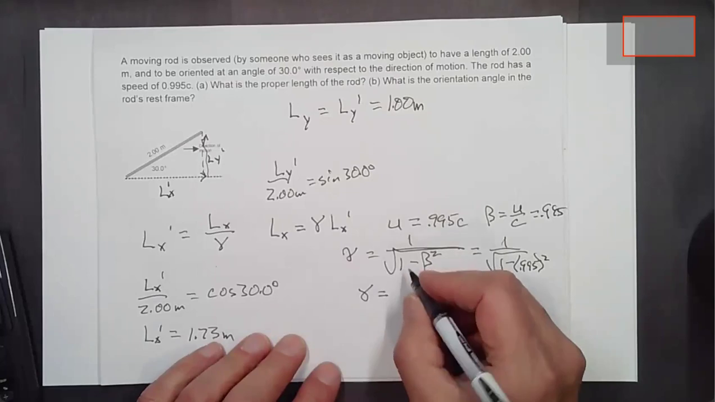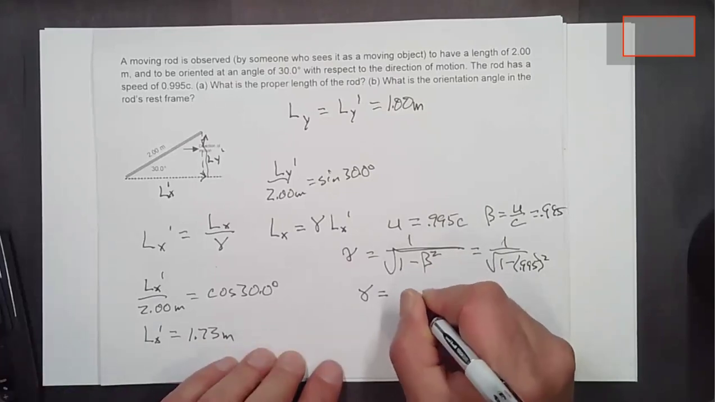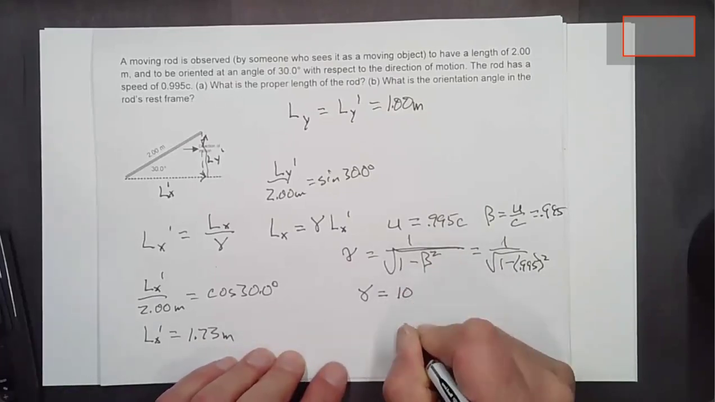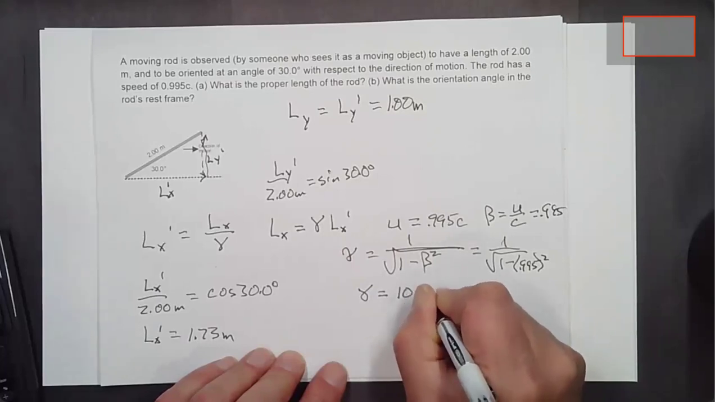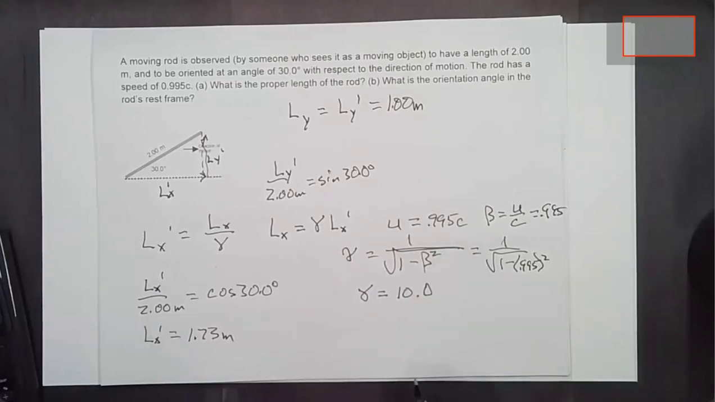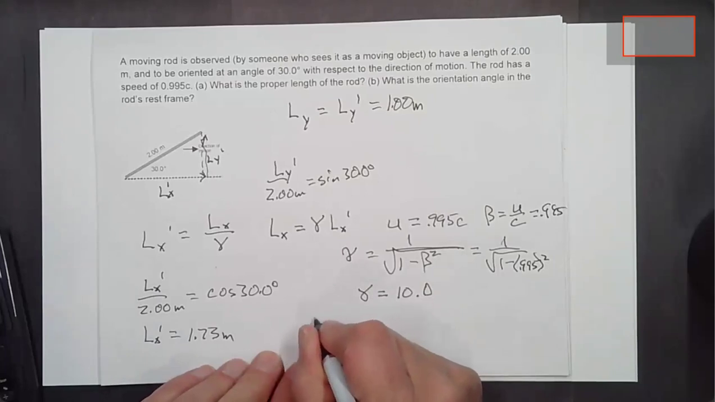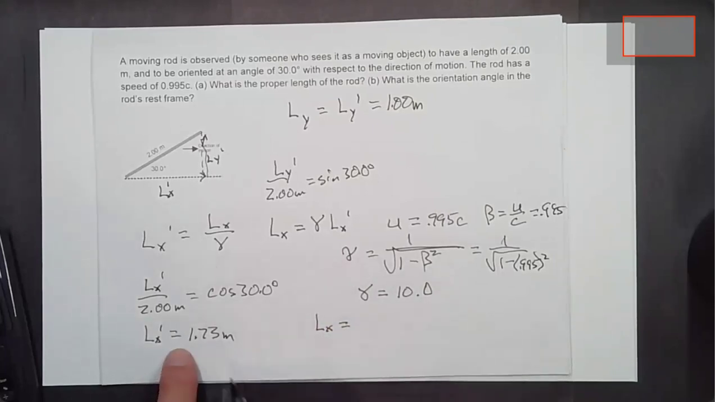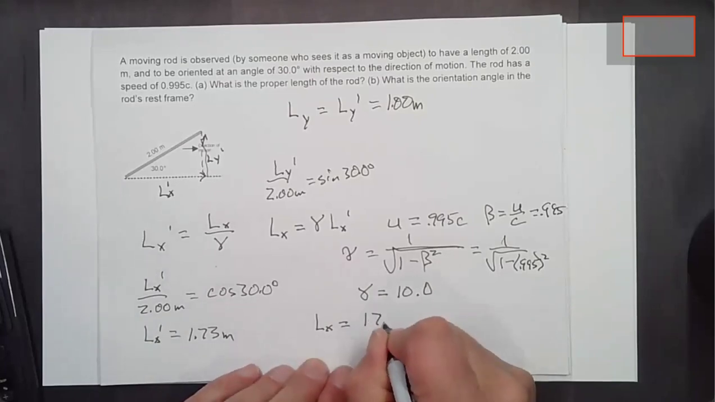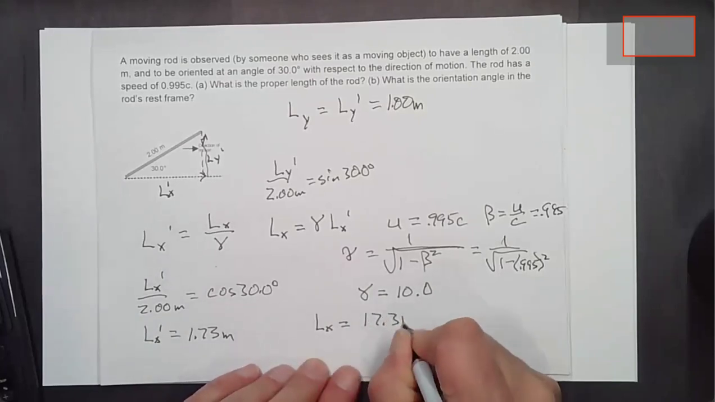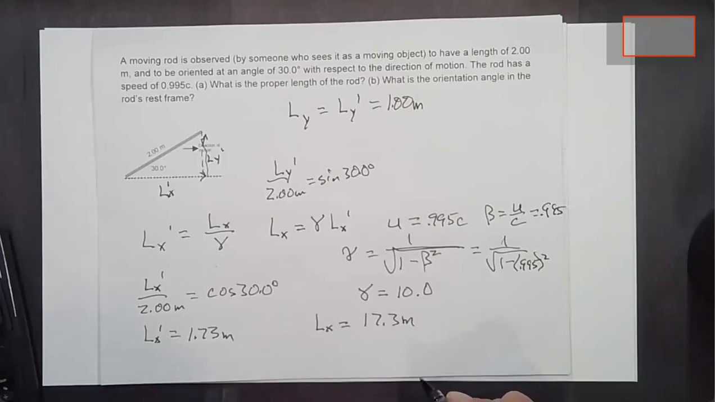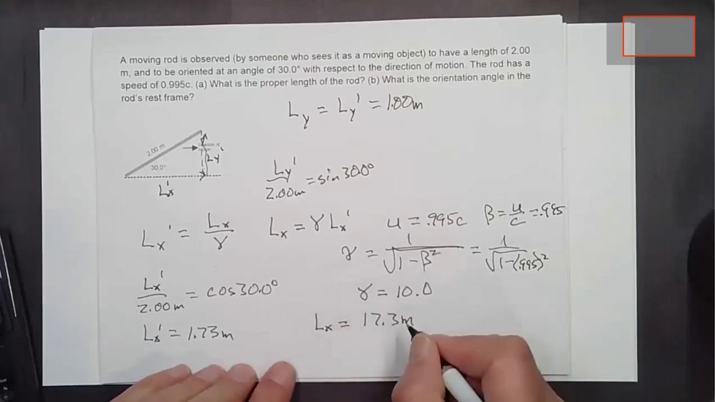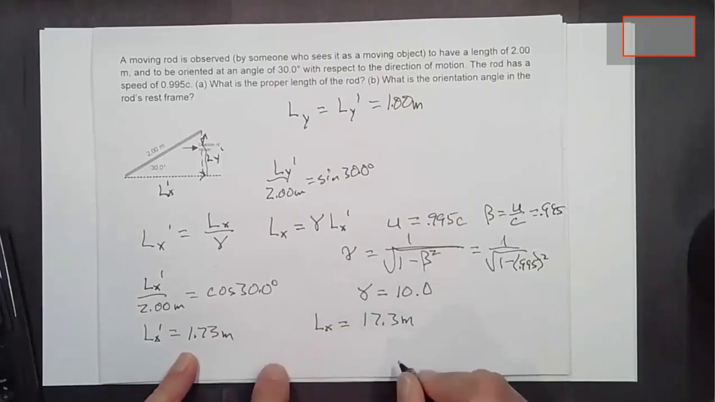Oh, I didn't see the E1 on the bottom of this thing. Gamma is actually going to equal 10.0 for this particular problem. So that L sub X in the rest frame of that thing is going to be 10 times the length. It's going to be 17.3 meters. So that's part, well, we haven't figured out the proper length of the rod yet.